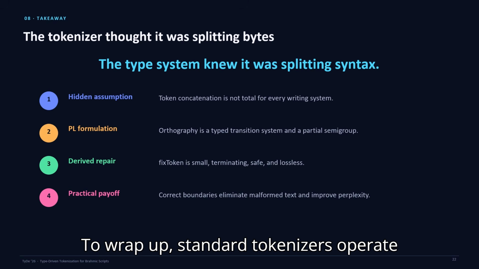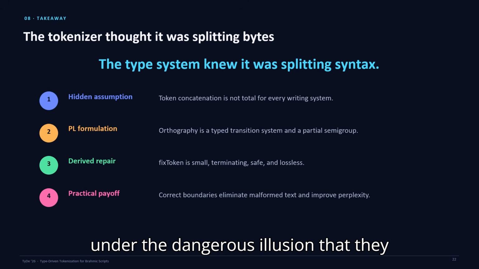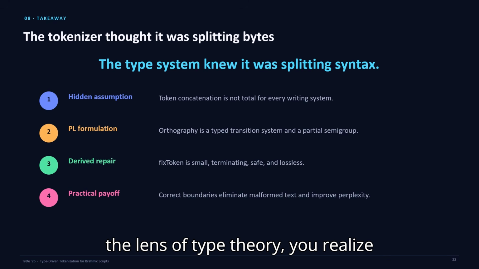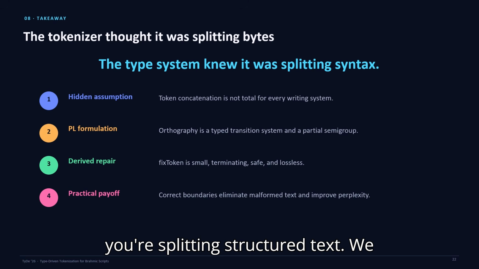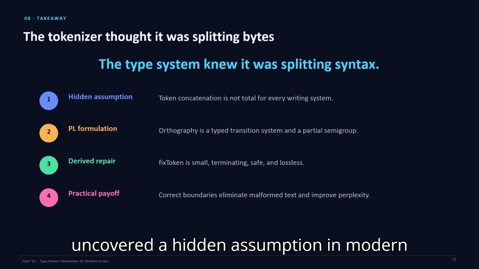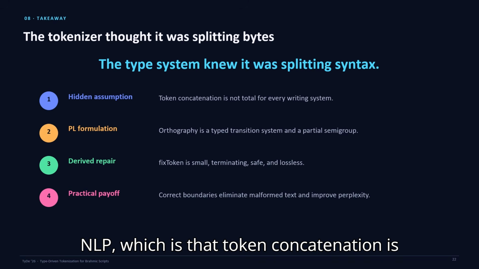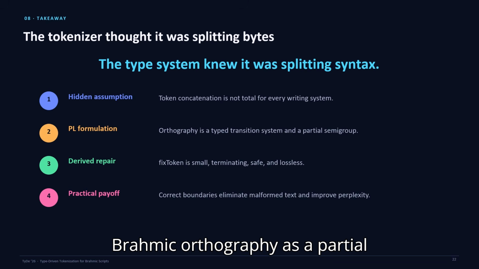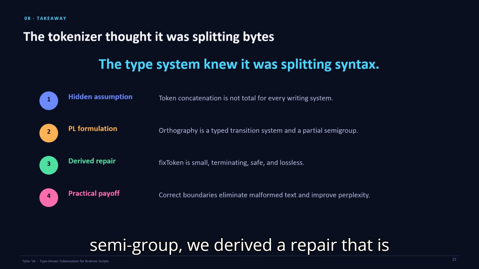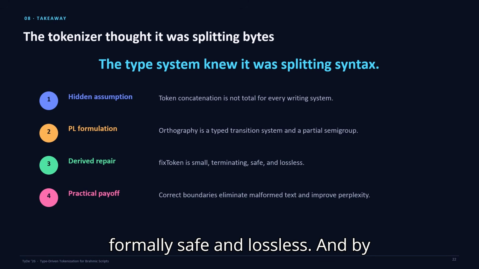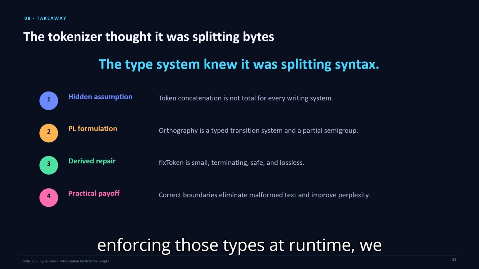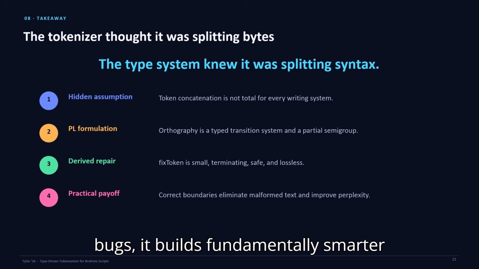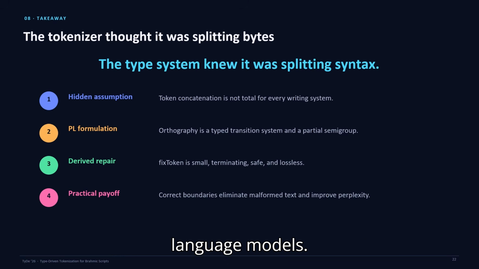To wrap up, standard tokenizers operate under the dangerous illusion that they are just splitting bytes. But when you look at complex writing systems through the lens of type theory, you realize you're splitting structured text. We uncovered a hidden assumption in modern NLP, which is that token concatenation is always total. By formalizing Brahmic orthography as a partial semigroup, we derived a repair that is formally safe and lossless. And by enforcing those types at runtime, we proved that getting your abstractions right doesn't just eliminate rendering bugs, it builds fundamentally smarter language models.